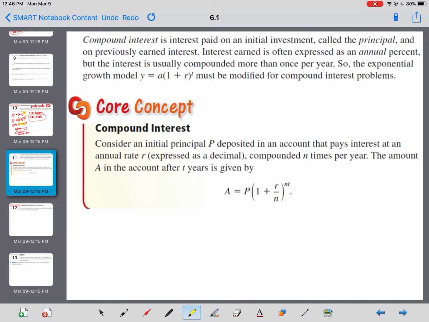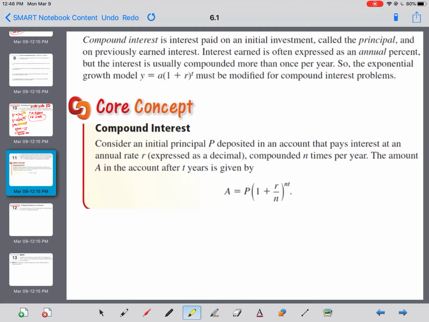But there's a formula for it, okay? So compound interest is interest paid on an initial investment called the principal and on previously earned interest. So the way that this compounds is they're not figuring out the extra amount based on the original only. It's the original and whatever was just added, and then whatever was just added, and so on. So as your thing grows, your interest grows. It's not the same amount every time. This is called compound interest.